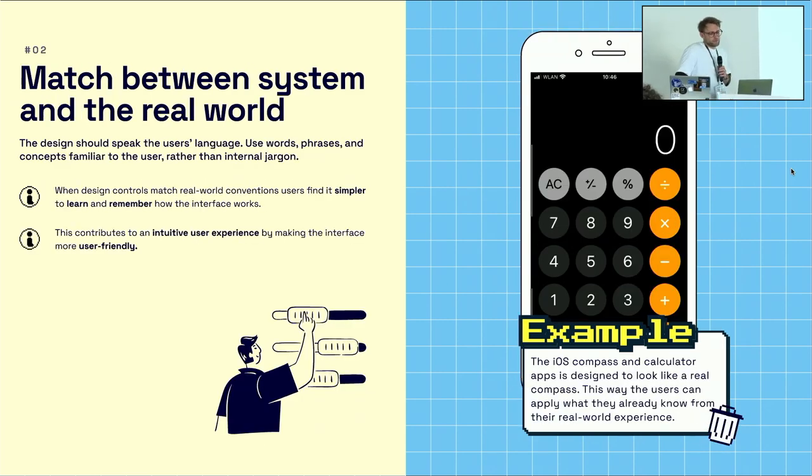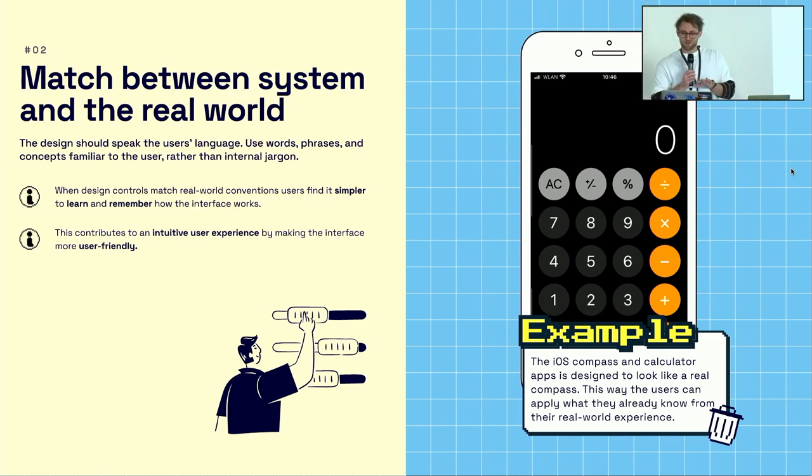Heuristic number two, match between system and the real world. Your designers should talk like users do, and they should act in a way that people expect them to act. Use words and phrases and concepts they know, not fancy jargon they might not understand. This one's pretty simple and straightforward.